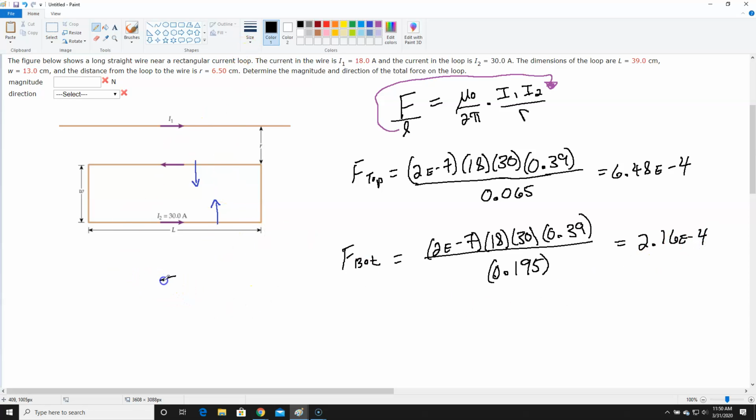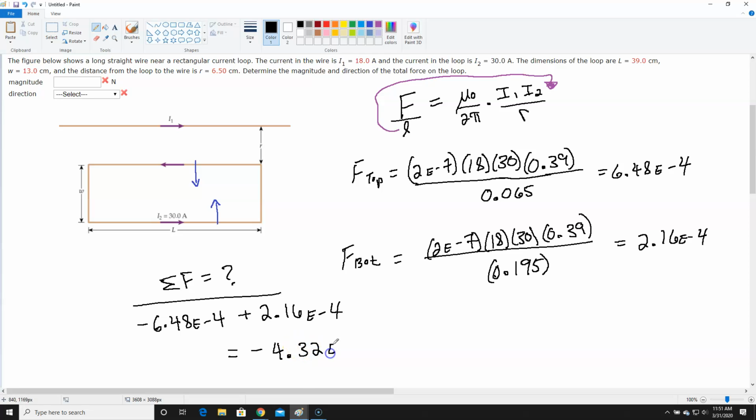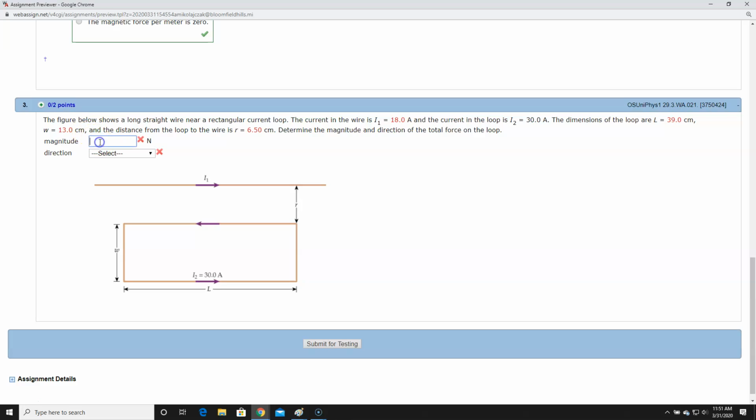All right, so let's sum up those forces. The top wire has a force going downwards, so I'll put negative 6.48e negative 4. And the bottom wire has a force going upwards, so positive 2.16e negative 4. The verdict on this will be a negative 4.32e negative 4 newtons. The negative indicates down. So as I type this in, I'll go 4.32e negative 4 newtons. Magnitude stays positive, but it's going down or away from the wire for the direction.